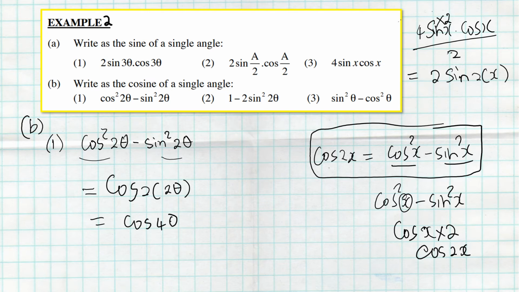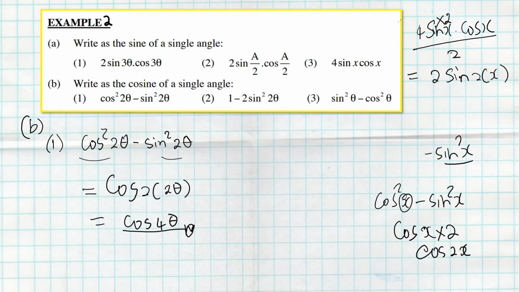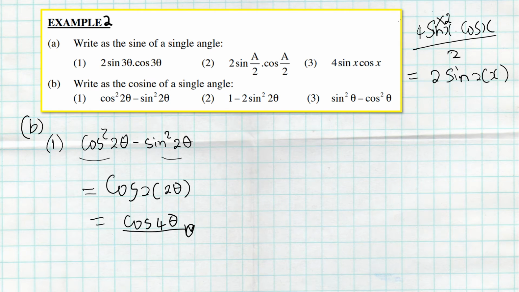Cos 4 theta. So it's simple like that, the one for cos. Okay, let's also look at number 2. You have 1 minus 2 sine squared theta, right? 1 minus 2 sine squared theta. We can see that this is the other part in which our cos can be changed.